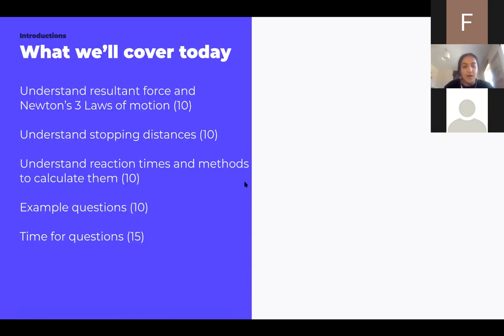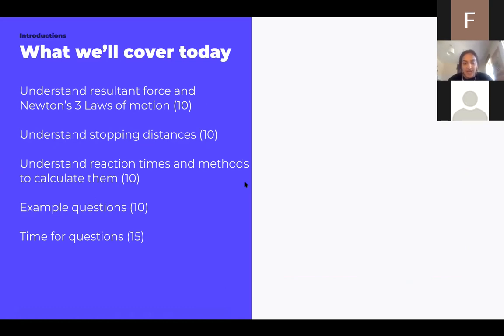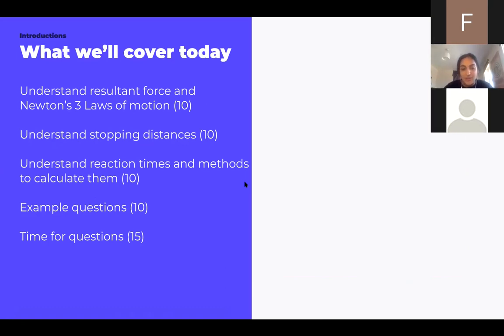Cool. Okay. So what we're going to cover today is the second part of the specification for forces in motion. I've had to split it into two parts because it is such a big topic, and it will be carrying on into next week as well. We'll be doing a little bit more on moments. We'll cover the required practical next week as well, and we'll do a summary of all the forces.